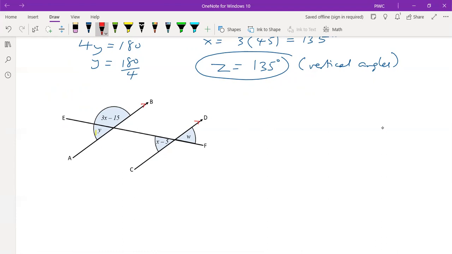So if it's a transversal, then we can say that y is congruent to x minus 5, right? Because these are corresponding angles, they correspond to each other. So corresponding angles are congruent. So we can say that y is equal to x minus 5. Let's call this equation 1.